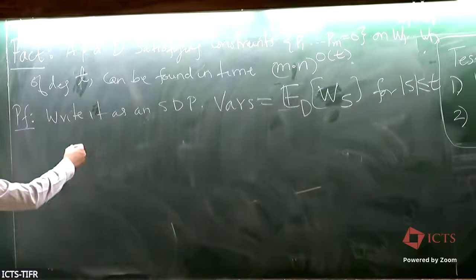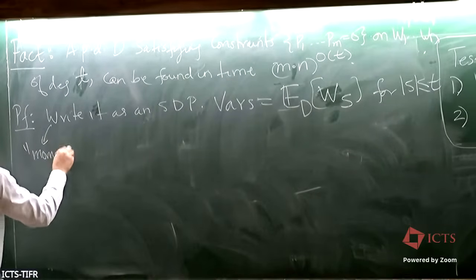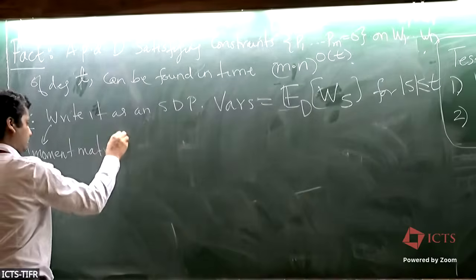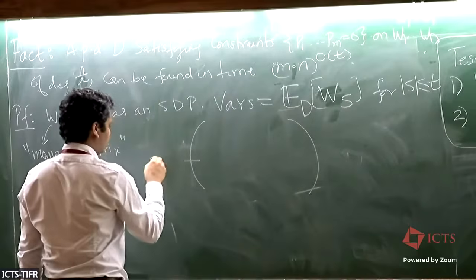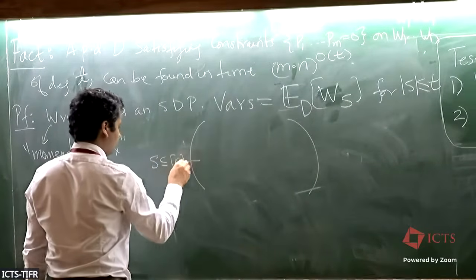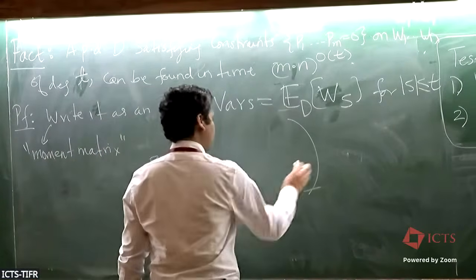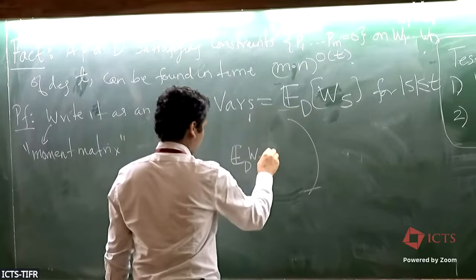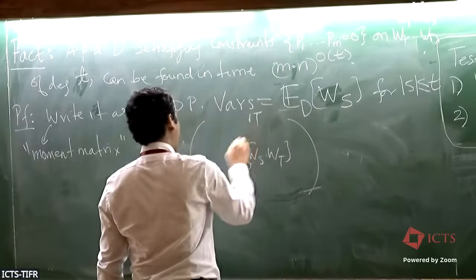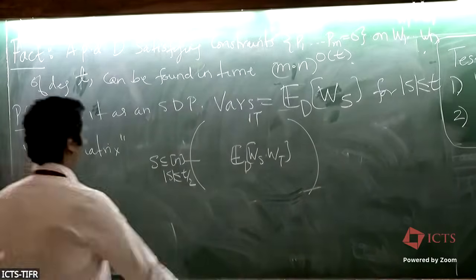Now, for these values, I'm going to write down the so-called moment matrix, which is going to be indexed by subsets of size at most t over 2. The entry at S comma T is going to be the expectation of W_S times W_T, or the moment at S union T. So this I'm just going to call the moment matrix. This is the definition.